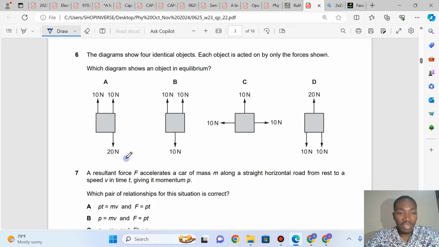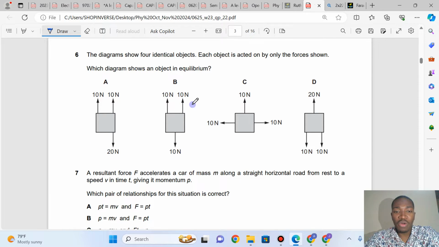Good. What about moment? Okay, there will be a resultant moment. These two forces are coplanar, but this one is not coplanar with the one down here. That simply means this force will try to produce a resultant clockwise moment and make the object rotate in a clockwise direction. Hence, this one is not in equilibrium.